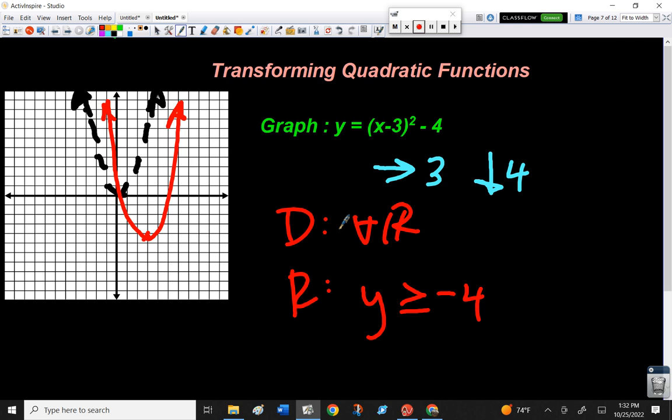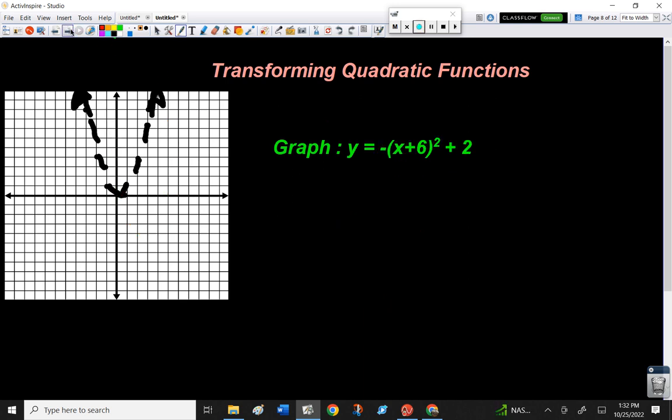All right. Now, pause the video, graph it, give me the domain and the range. Here we go. This graph is going to get flipped. We're going to go to the left 6, and we're going to go up 2. So you could do that in any order that you want to. I like to find the vertex first. So the vertex is going to be at 1, 2, 3, 4, 5, 6, up 2, put a dot.